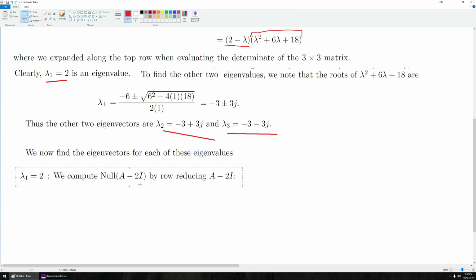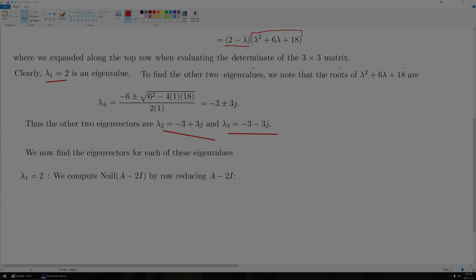Well, recall that the eigenspace for any particular eigenvalue is simply given by the null space of A minus the eigenvalue times I. So I need to compute the null space of A minus 2I. Okay, how do I do this? Well, we've done this before, right? We simply row reduce A minus 2I. So let's see what that would look like.